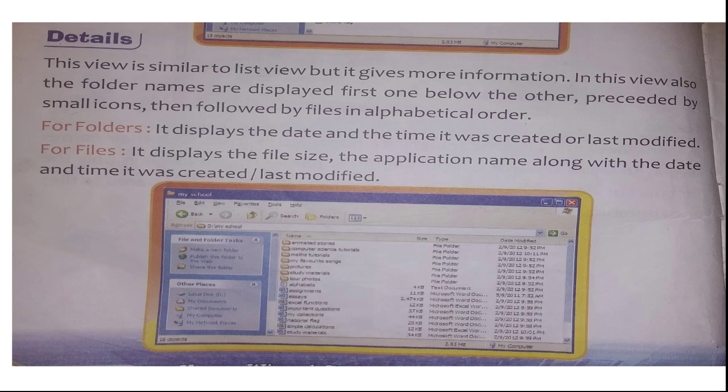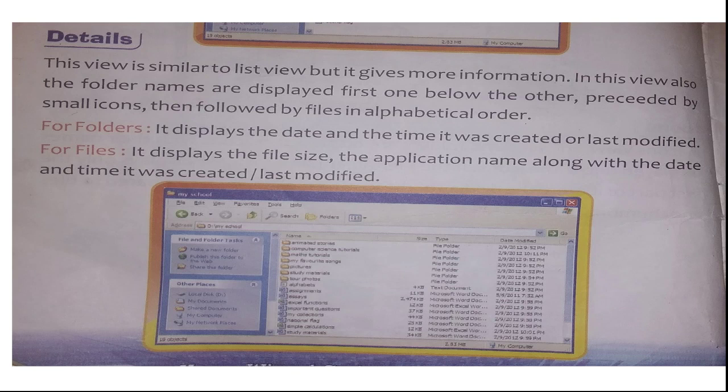Then the details view is similar to the list view, but it gives more information. In this view also, the folder names are displayed first, one below the other, preceded by the small icons, followed by files in alphabetical order. Let's say I have so many files, so all files will be arranged in alphabetical order, and the detailed information would be there.